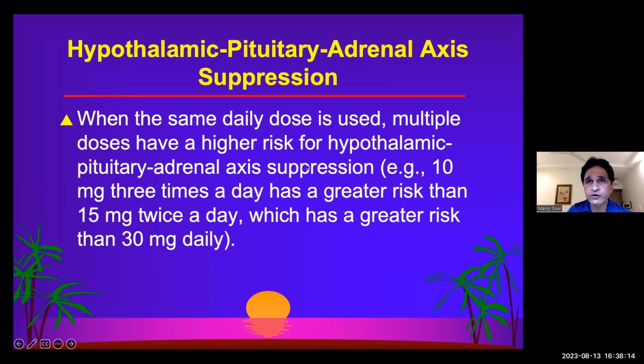Now, when the same daily dose is used, multiple doses have a higher risk of hypothalamic-pituitary-adrenal axis suppression. For example, 10 milligram 3 times a day of prednisolone has a greater risk than 15 milligram twice a day, which has a greater risk than 30 milligram daily. So you would prefer using the same dose, but in a single dose, right? That should be the idea.